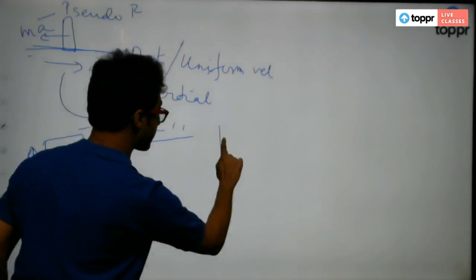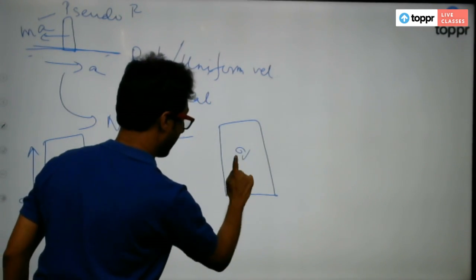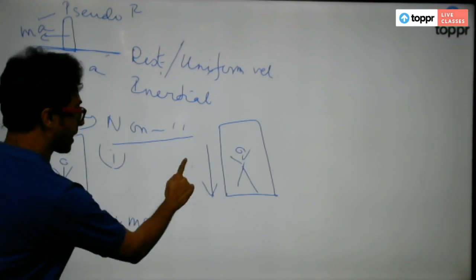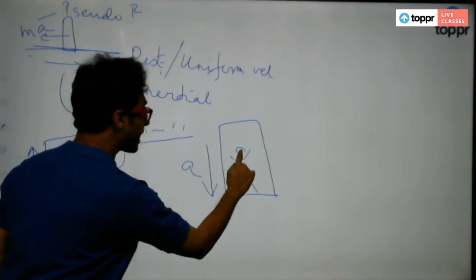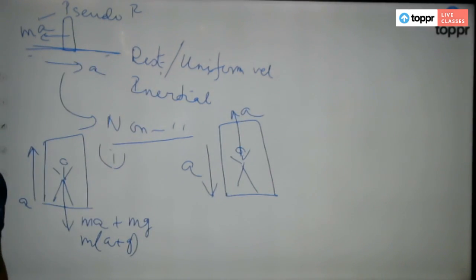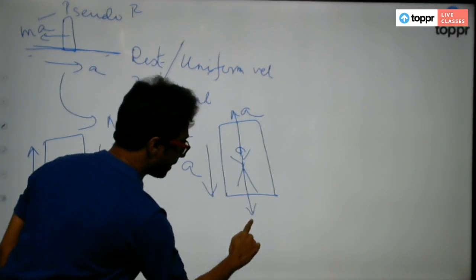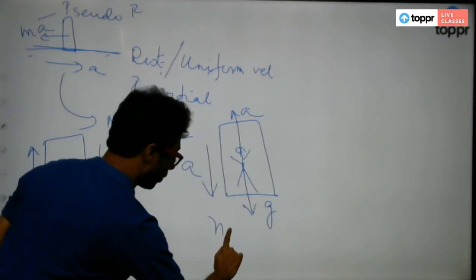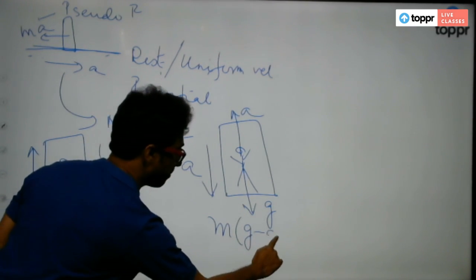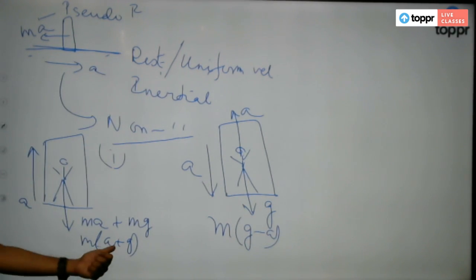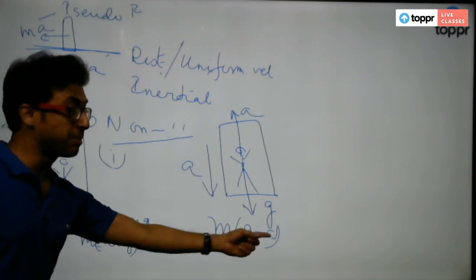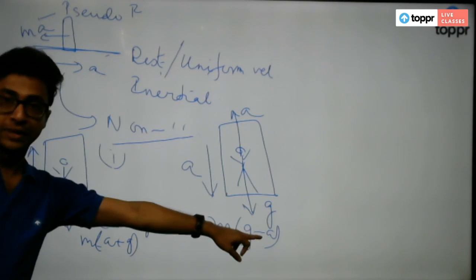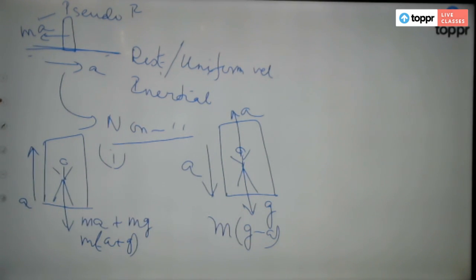And in the case when the lift is going in the downward direction with an acceleration a, then the man will experience a force ma in the upward direction and the gravity mg in the downward direction. So the net force will be m(g minus a). See, here I have taken m(a plus g), meaning g plus a. Here I have taken g minus a. Why? Because mostly the acceleration of the lift is much less than the gravity, as we can see in the previous problem, right?